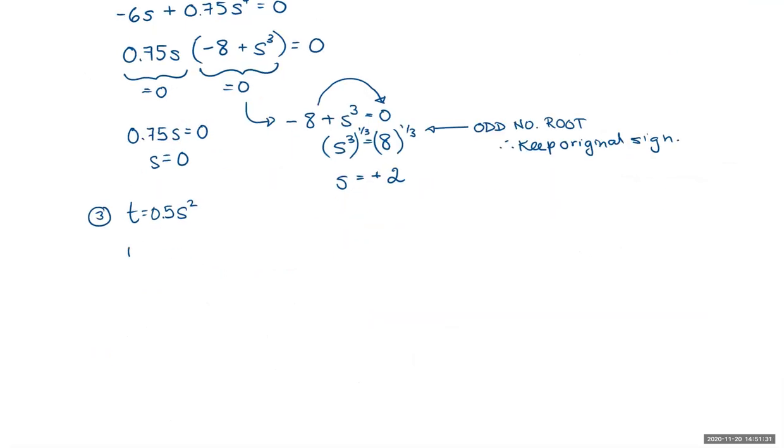So what I know is when s is equal to 0, t is going to be equal to 0.5 times 0 squared. That's going to give me 0. And when s is equal to positive 2, t is going to be equal to 0.5 times 2 squared, giving me 2. Okay, so now I have my critical points. I have 2 critical points.